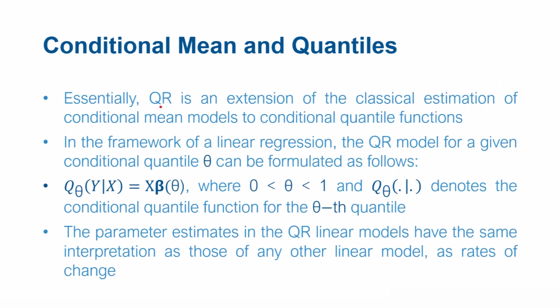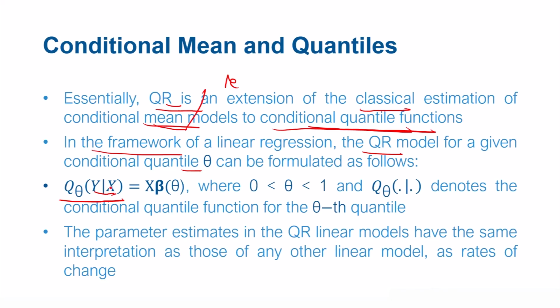So essentially what we have discussed here is that this quantile regression setting is an extension of the classical estimation of the conditional mean model. In the conditional mean model, we had regression. Here we have the conditional quantile function. When we extend to quantile regression, we get what we call conditional quantile functions. In the framework of linear regression, the quantile regression model is specific to a quantile, and it is formulated like this: q theta y x, which is the quantile specific value of y for a given x.